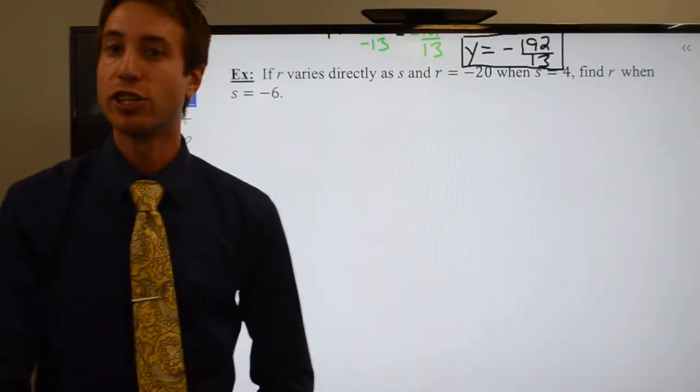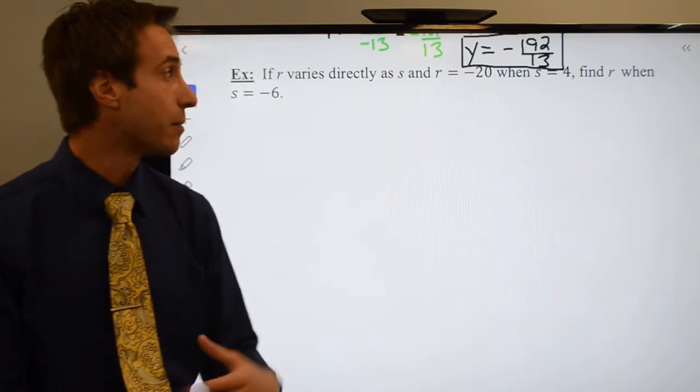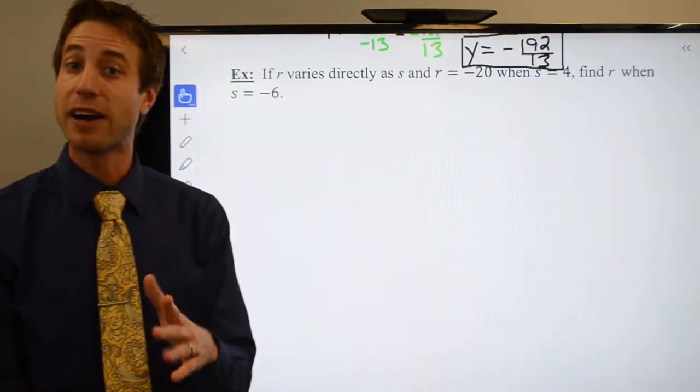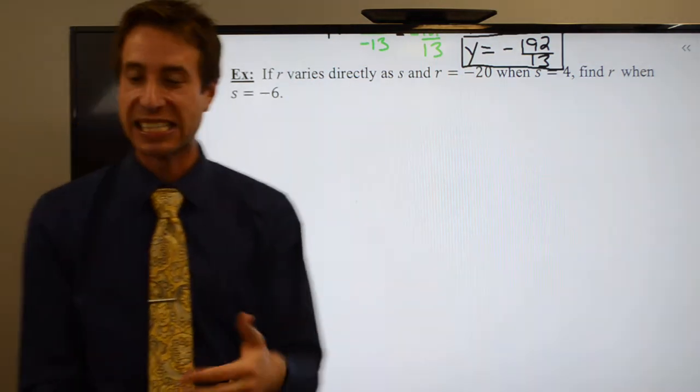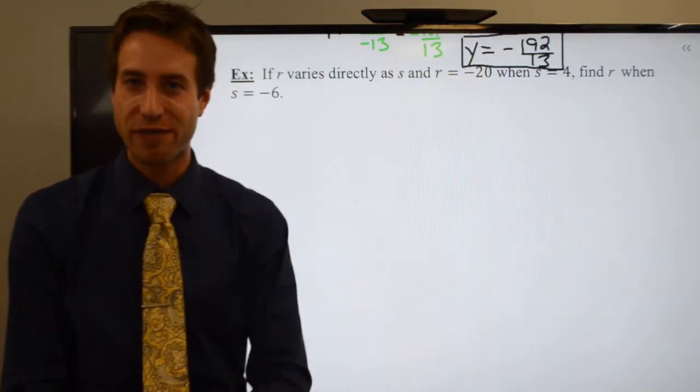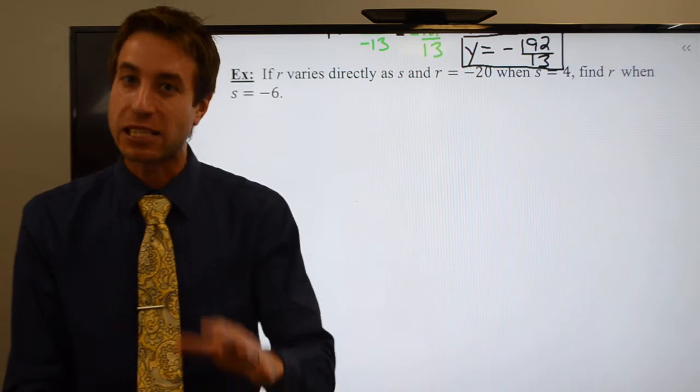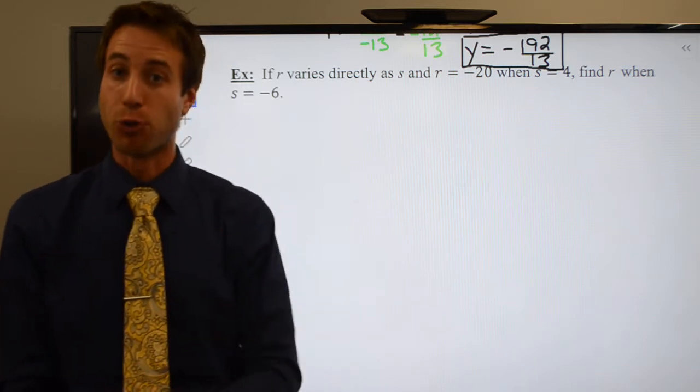Alright you guys, here's what we're going to do. Come on back, check this problem with me here. What I've got for you is a direct variation equation. I tell you that R varies directly as S. I'll tell you right in the problem what kind of variation it is. You'll just then need to be able to write the appropriate function.